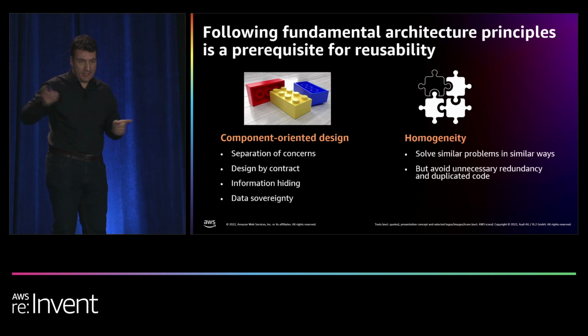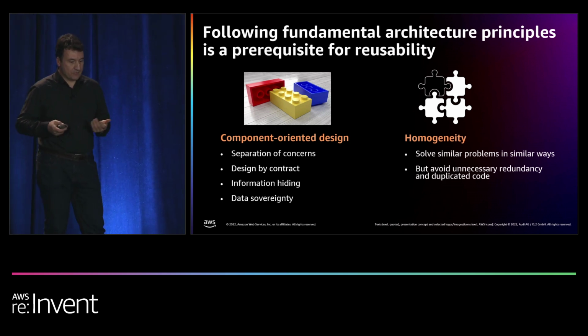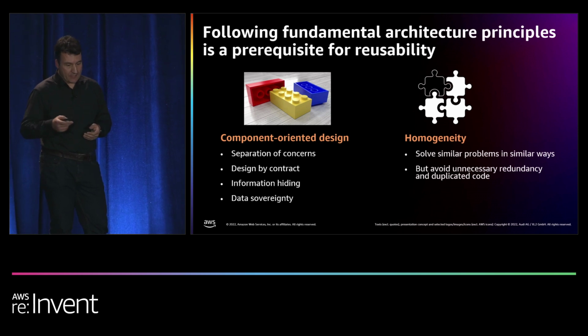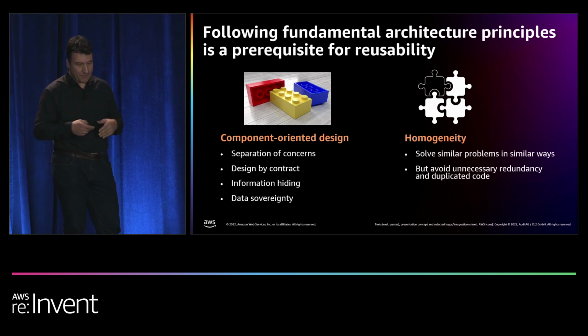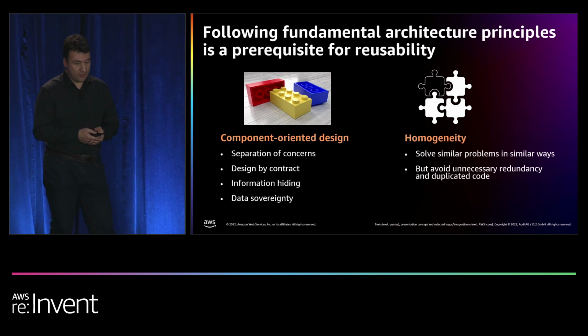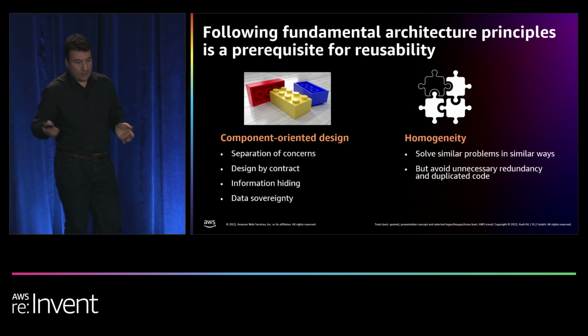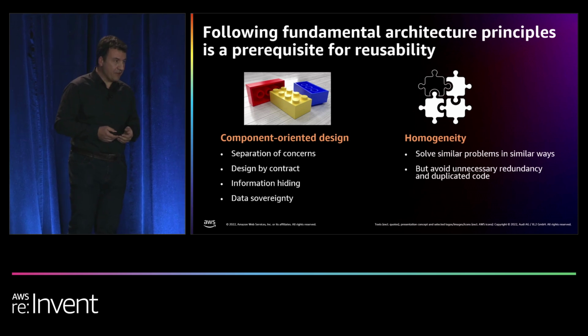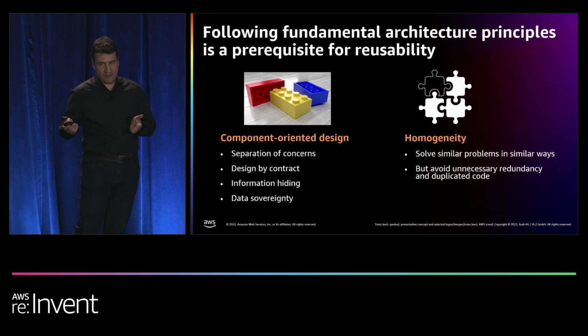And data sovereignty means that only the component is allowed to manage its data. So there should be no dependencies from other parts that grab into the data of the component. But ideally, also the data should be split up in components. And homogeneity means that you should solve similar problems in similar ways.